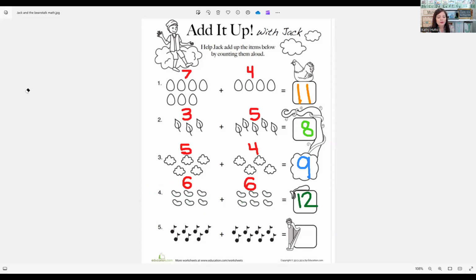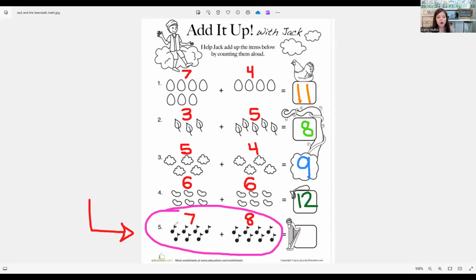Last one. Jack's going to find a harp that plays sweet music. I see 7 music notes and 8 more. I want to know how many all together.